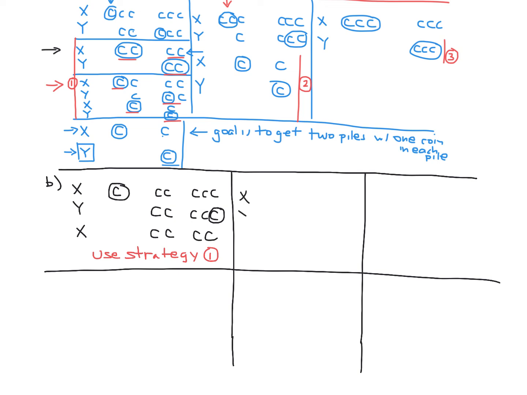How about if Xavier starts off by choosing 1 coin, but from this pile? Okay, well then Yolanda is faced with this scenario, and she can just choose all of these, and then this becomes something like this right here. See that? So you just use strategy 2.